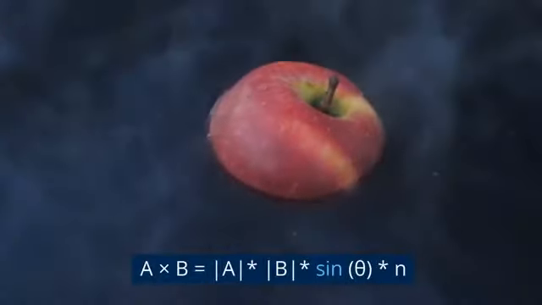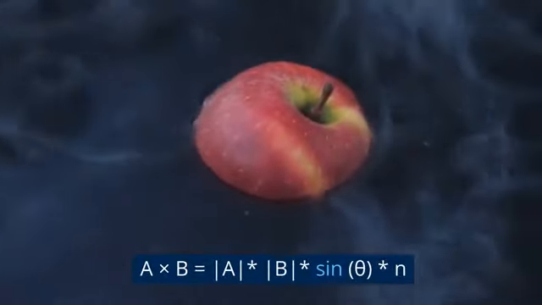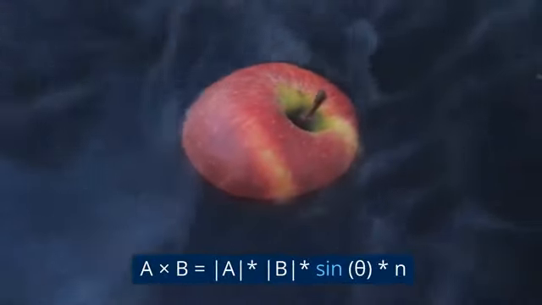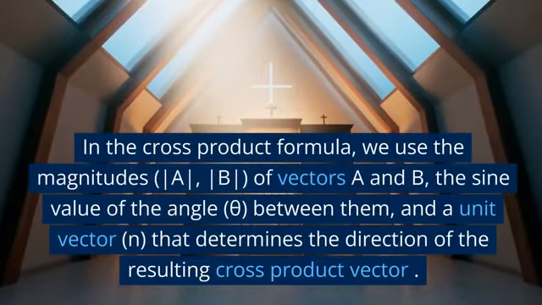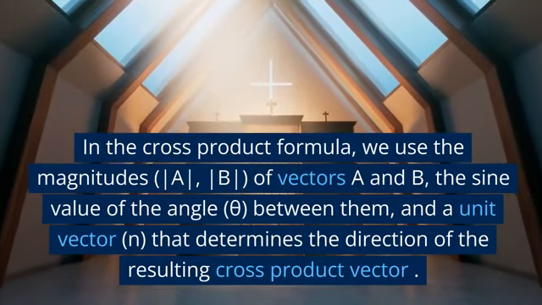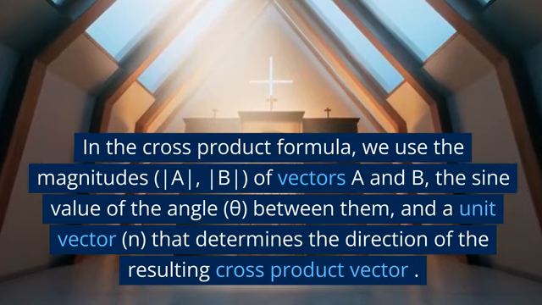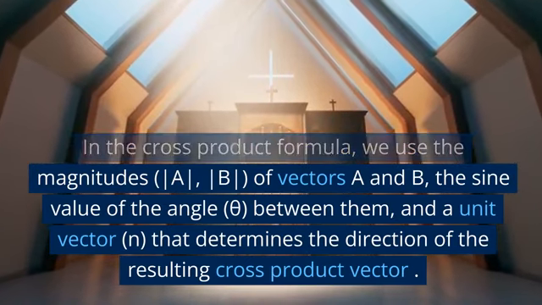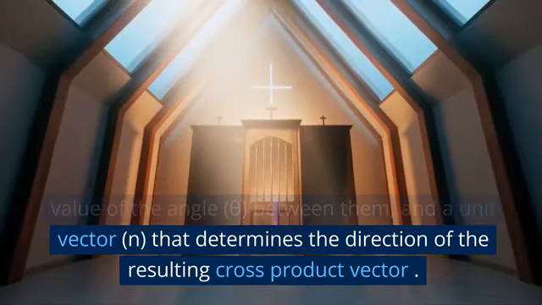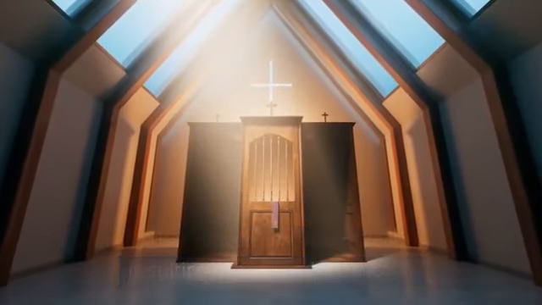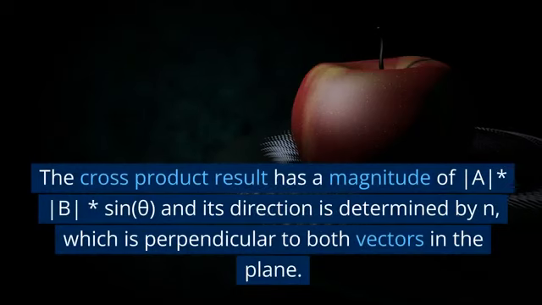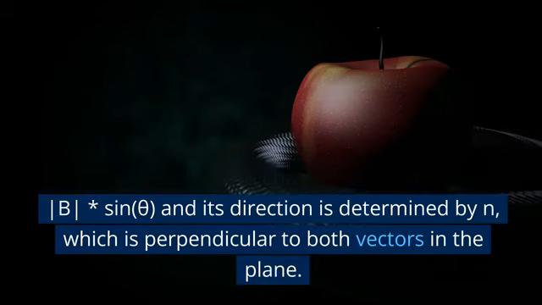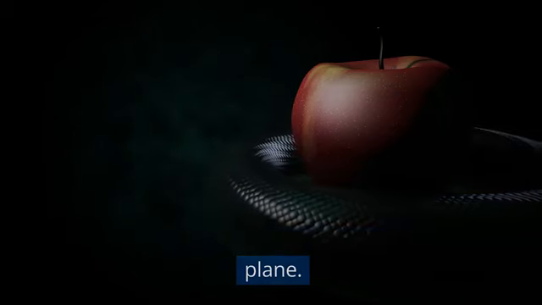2. Cross product, A times B, formula. A times B equals |A| * |B| * sin(theta) * n. In the cross product formula, we use the magnitudes, |A| and |B|, of vectors A and B, the sine value of the angle, theta, between them, and a unit vector, n, that determines the direction of the resulting cross product vector. The cross product result has a magnitude of |A| * |B| * sin(theta), and its direction is determined by n, which is perpendicular to both vectors in the plane.